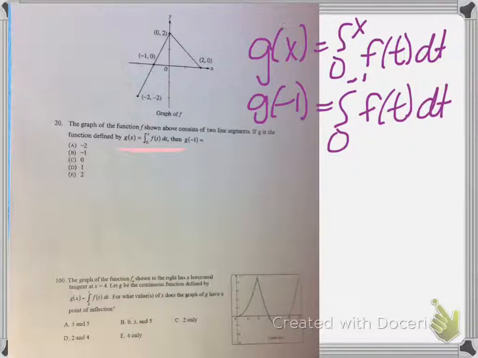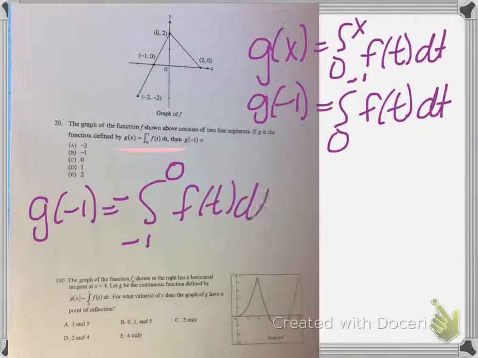But you're not allowed to have the smaller number on top, so you're going to have to change that. So I flip it and put the negative 1 on the bottom, but then I have to add a negative sign. So basically what this is telling me is that I need the area that goes from negative 1 to 0. So that's this piece right here, from negative 1 to 0. And you can see that it's going to be this triangle right here.